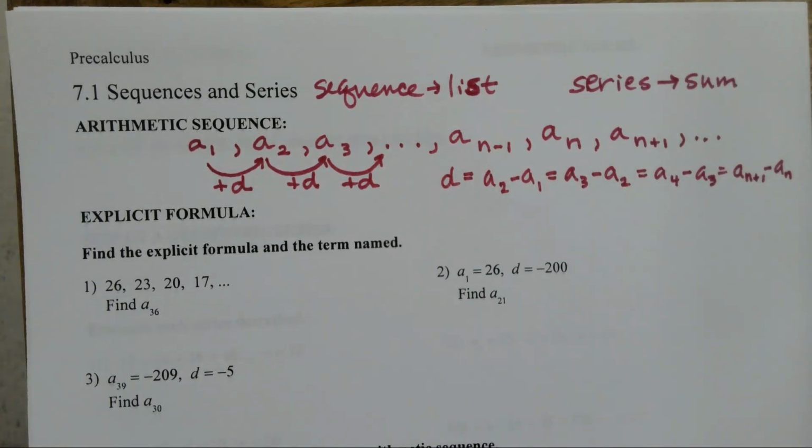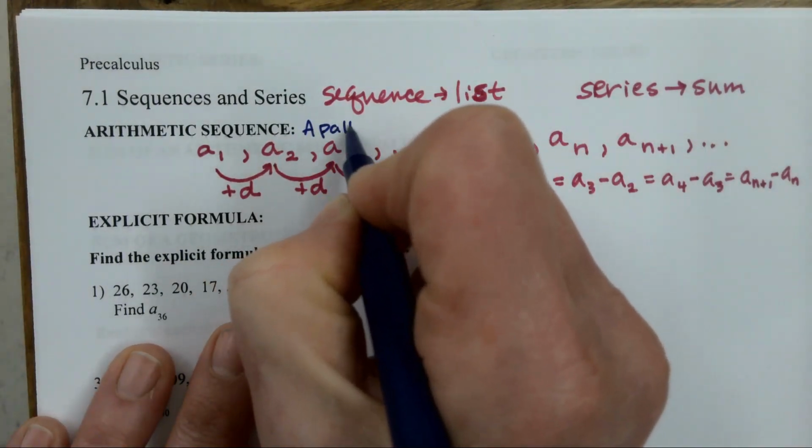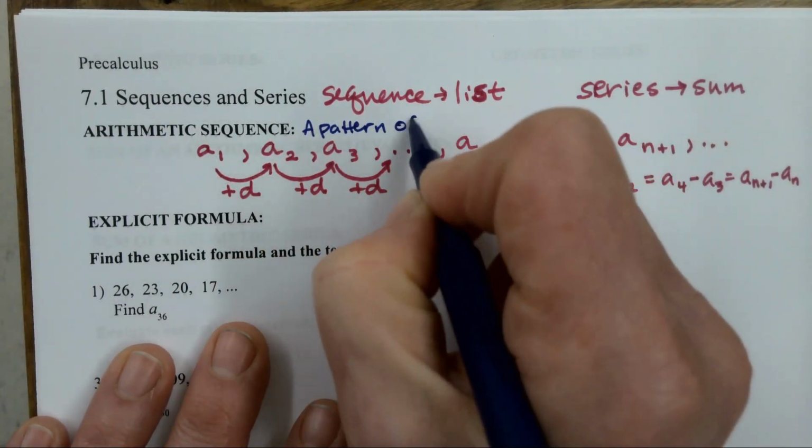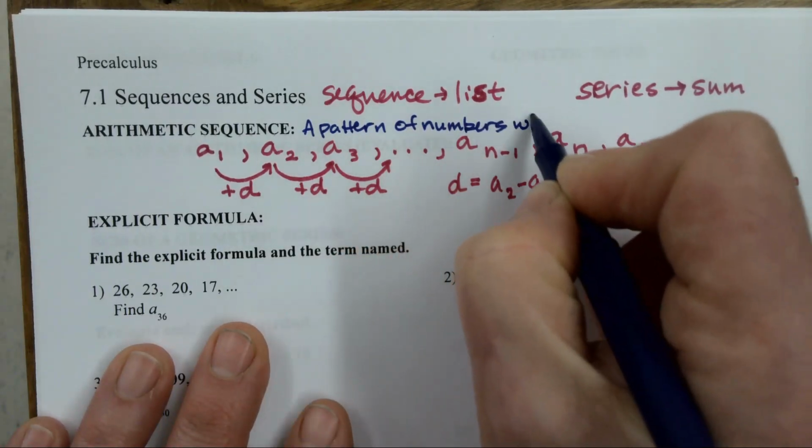So what makes an arithmetic sequence is, I'm going to change my color so it stands out, a pattern of numbers with a common difference.